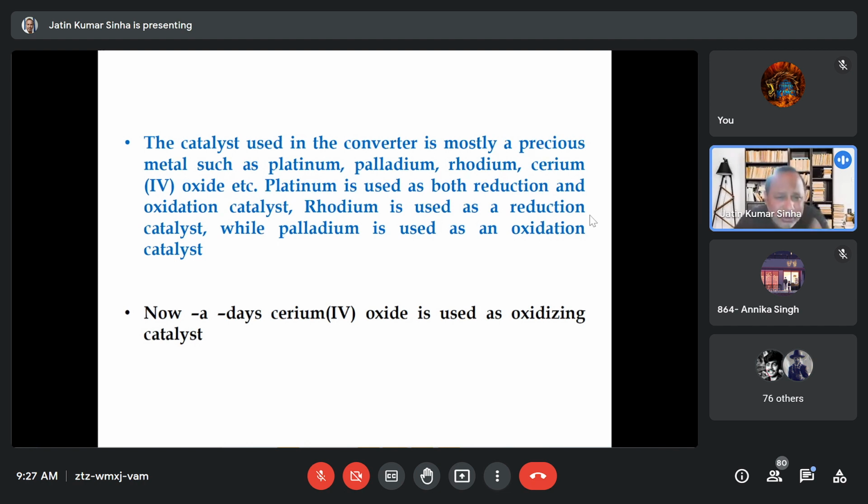Also, new materials are being developed to be used as catalysts for this kind of system.